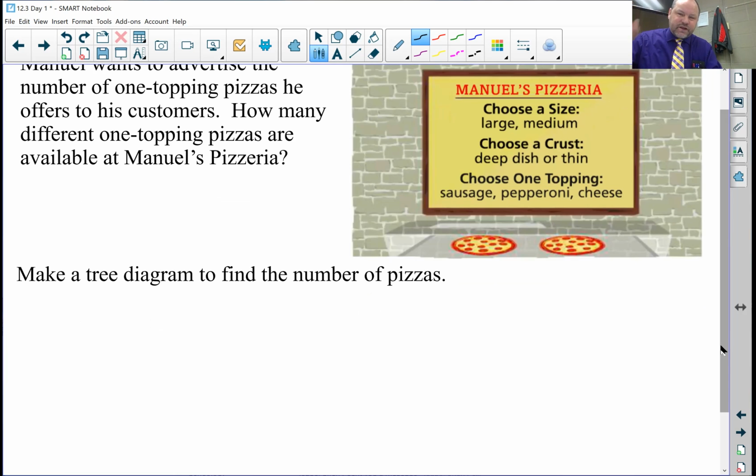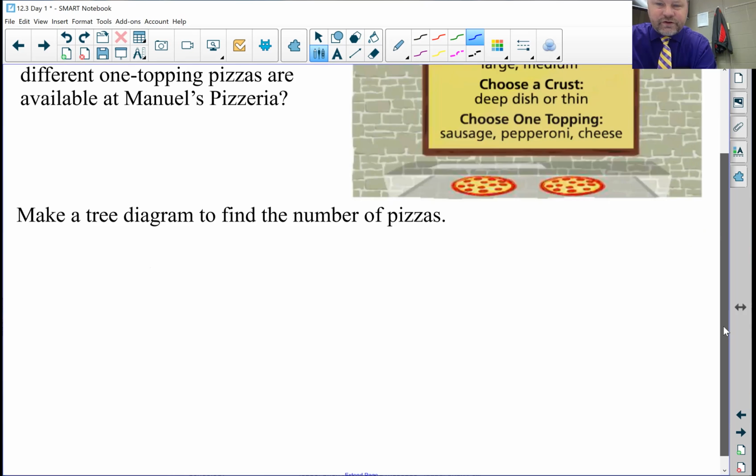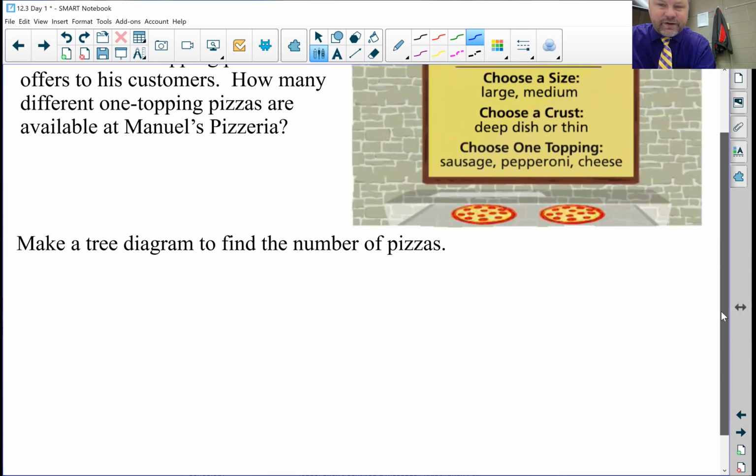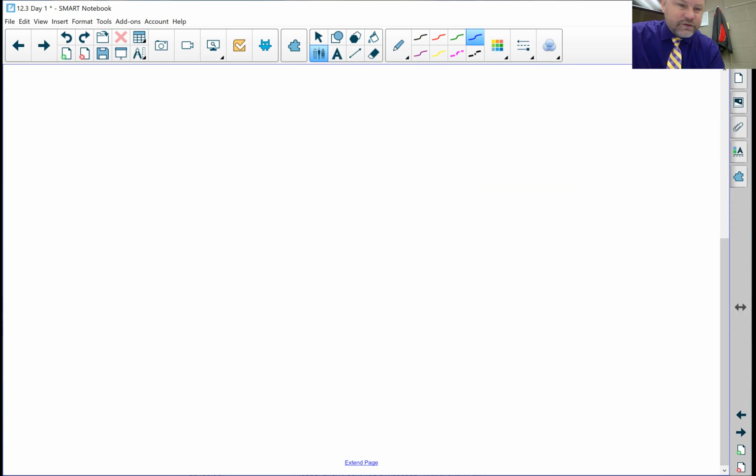So you can choose either a large pizza or a medium pizza. You can choose deep dish crust or thin crust. And then you can choose either sausage, pepperoni, or cheese. So I'm going to start my tree diagram with the size. So we could have a large pizza or a medium pizza.